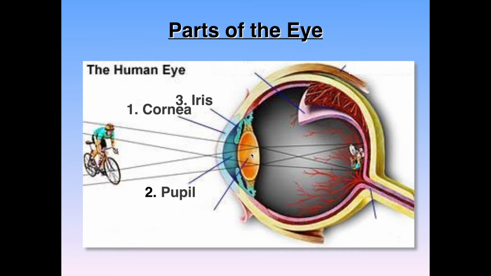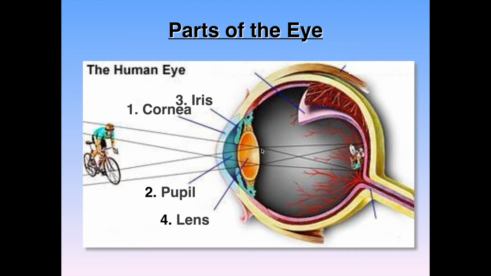The fourth part is this structure here. What does that look like to you? That's right, it's a lens, and what type of lens do you think? Is it convex or concave? You're right, it is a convex lens because it's thicker in the middle and thinner around the edges. Okay, moving into the eye.